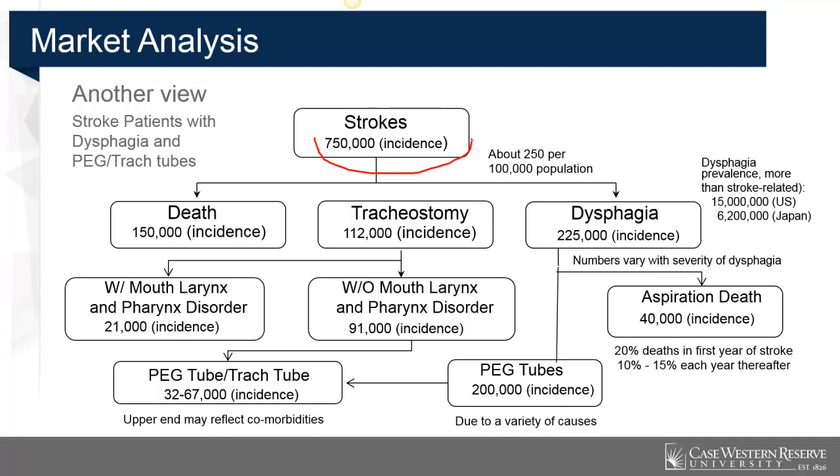If we have, let's just say roughly, 750,000 strokes a year, about 225,000 experience dysphagia. And then what we do is keep walking down the tree here. We want to create these trees, and there's a specific point I want to make here. Usually when you have dysphagia management, if we look beyond aspiration death, we see that about 200,000 people who have dysphagia as a result of stroke actually have a PEG tube.